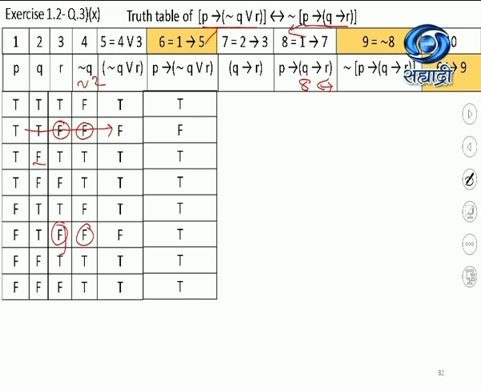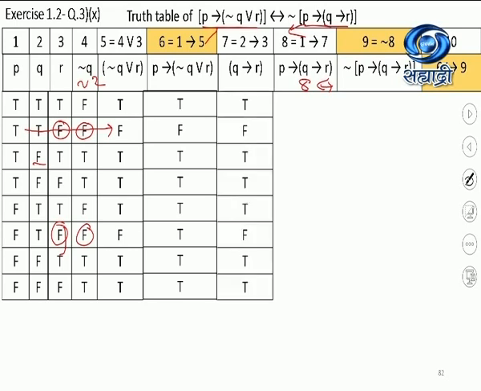Then Q implies R is 2 implies 3. What have I told you? Either use the pencil or use the 2 fingers of your hand to get only T implies F as F between 2 and 3. See here, T implies F, where it is here also, T implies F. Only these 2 values are F, all other values will be T in column 7.